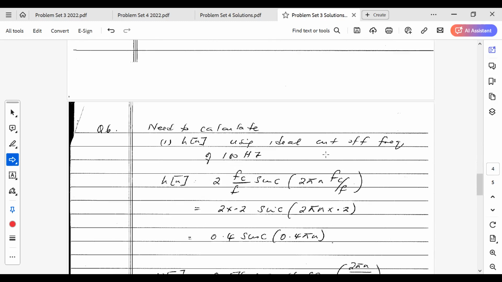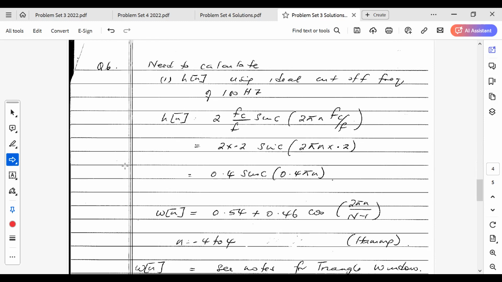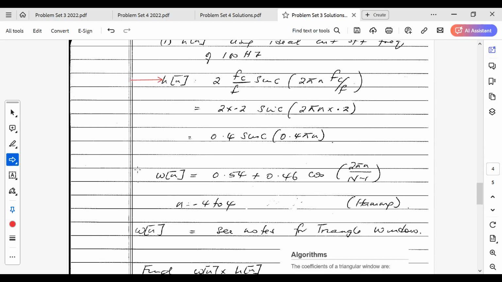Question 6 now was to use a Hamming window. I asked you to use a 9-point Hamming window. There was a version of hn here that I told you to remember that is easier to work with. So you do that and you generate the values for hn, wn I give you.